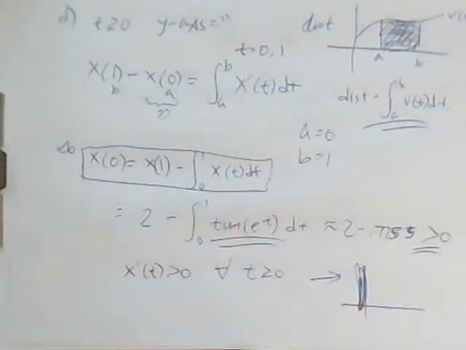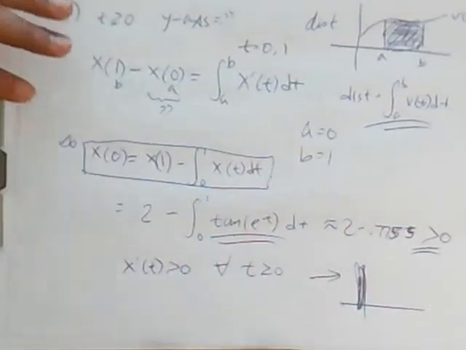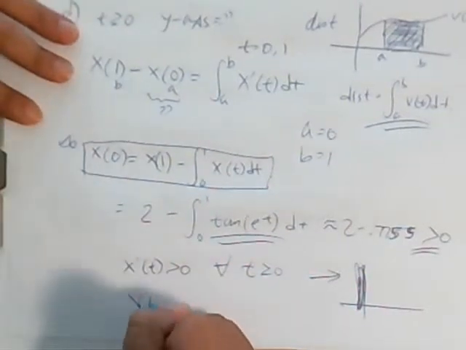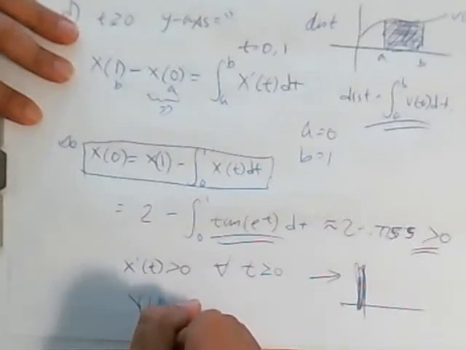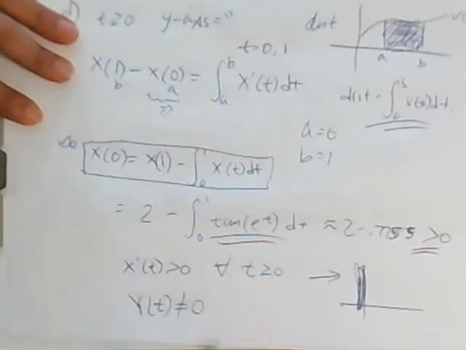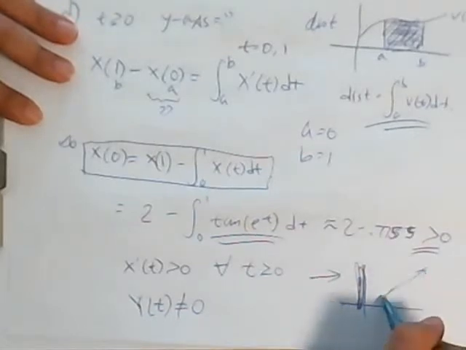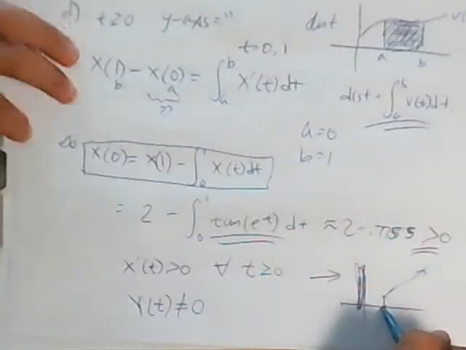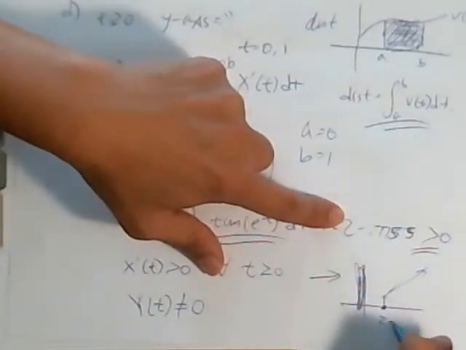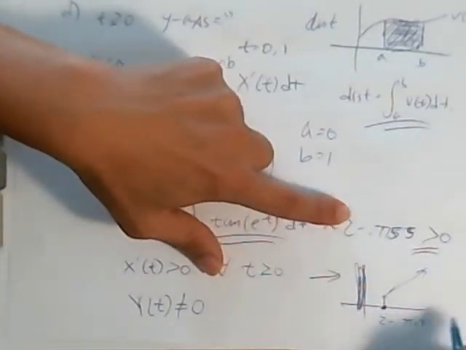But like I said, this is something important. That means that y as a function of t can never equal 0, because it's always going to be to the right. It's going to be always positive. And this value right there at the x position is going to be 2 minus 0.7755.